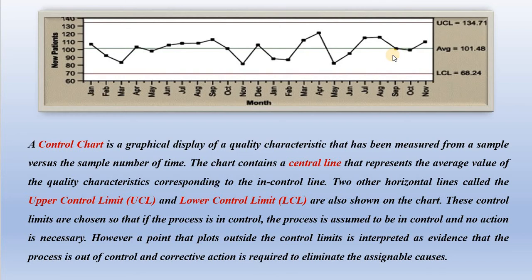Two other horizontal lines are there. This one is the upper control limit, and this one is the lower control limit, LCL. These control limits are chosen so that if the process is in control, no action is necessary. If a point plots outside the control limits, then the process is out of control and a corrective action is required to eliminate the assignable causes.